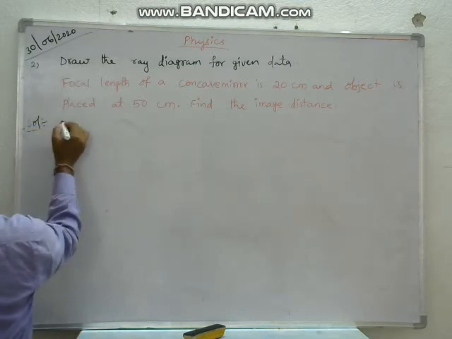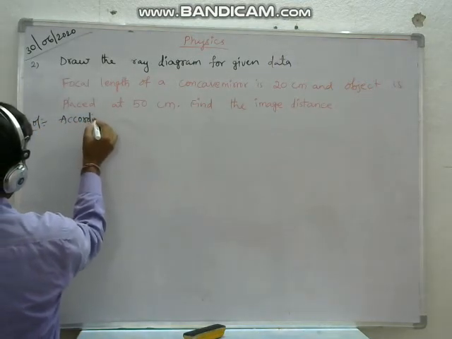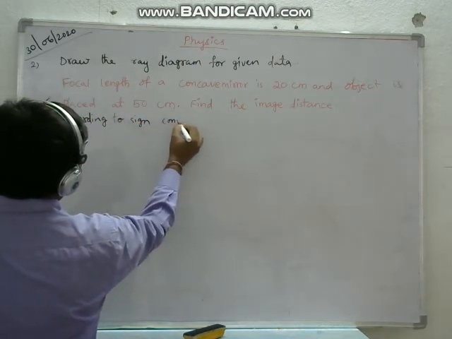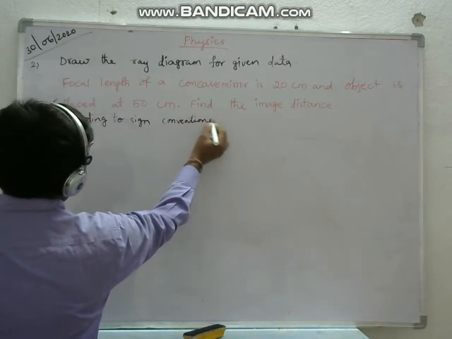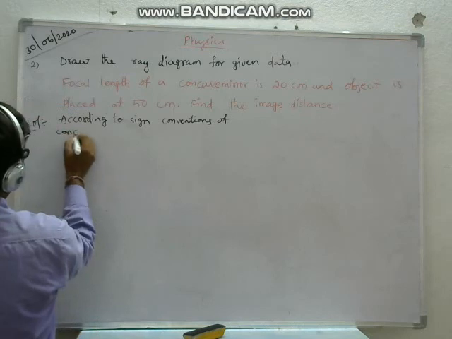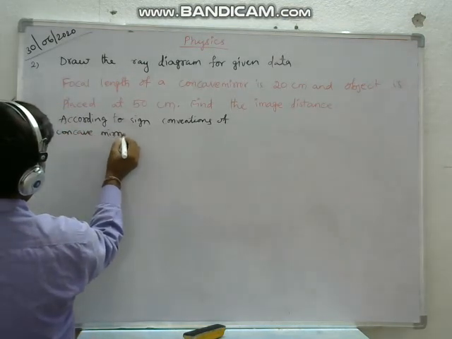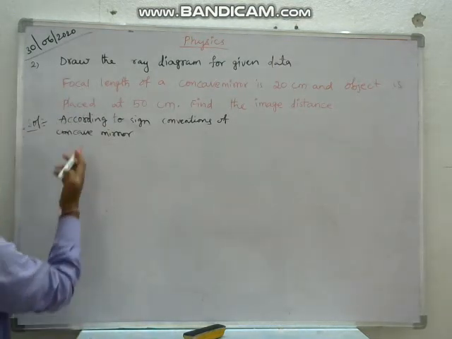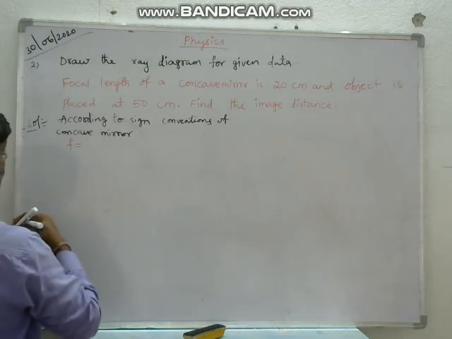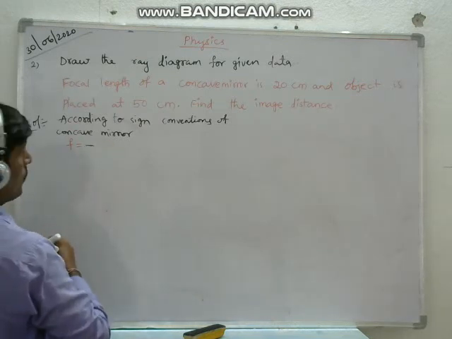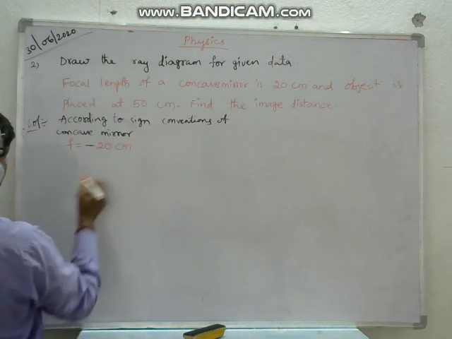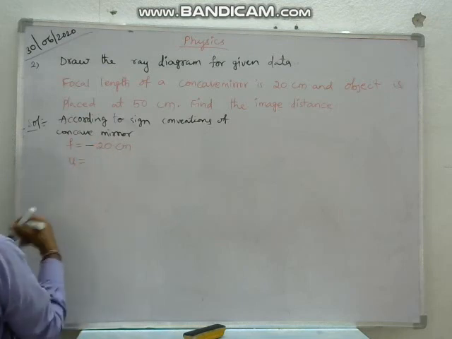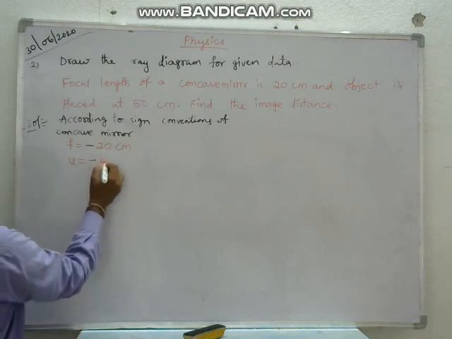Solution: according to the sign convention, for a concave mirror, the focal length of the mirror is 20 centimeter. So f is equal to minus 20 centimeter, sign is very important, and the object distance, as given, is u equal to minus 50 centimeter.